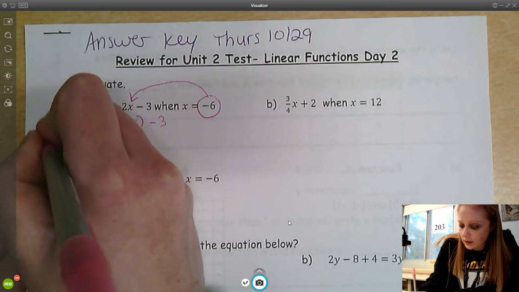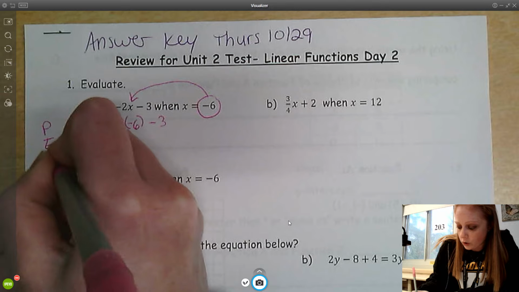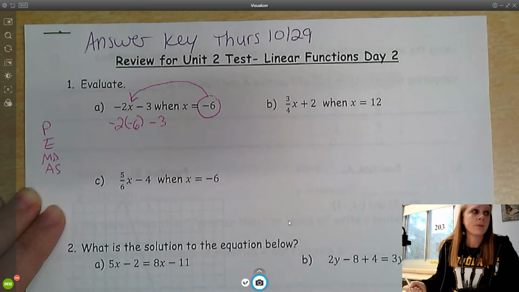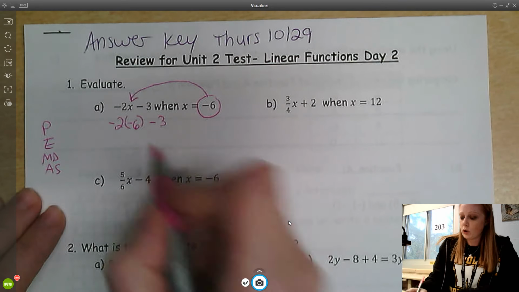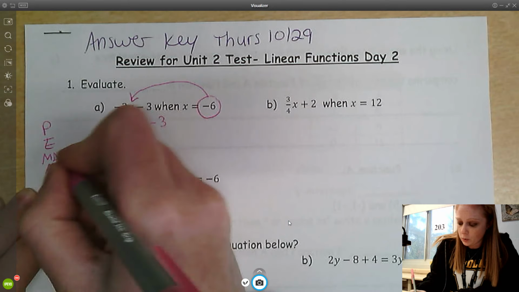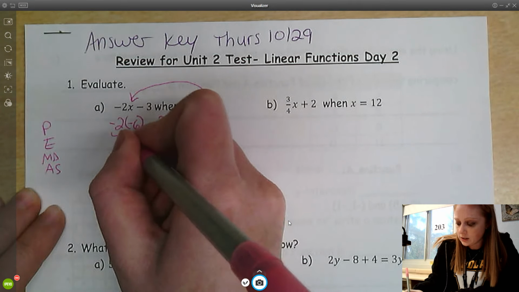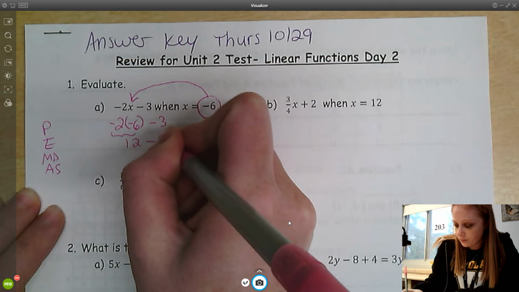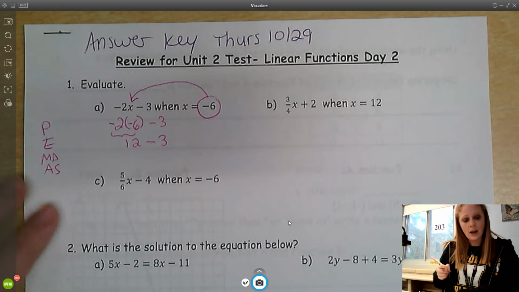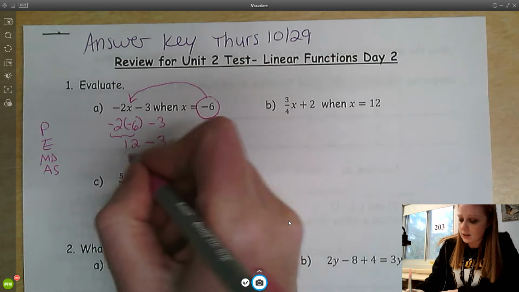Whenever you're evaluating an expression, follow the order of operations. So we have multiplication and we have subtraction. We're going to do the multiplication first. So -2 times -6 is +12. And then we have 12 minus 3, our subtraction, that's 9.